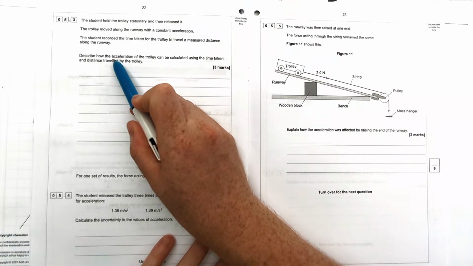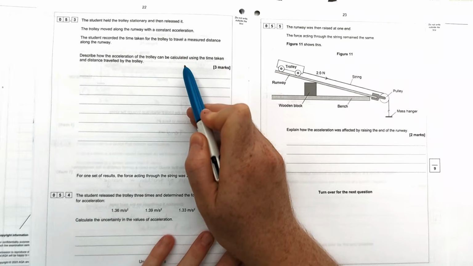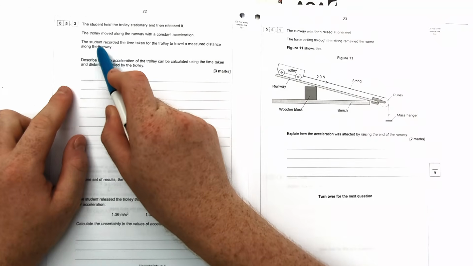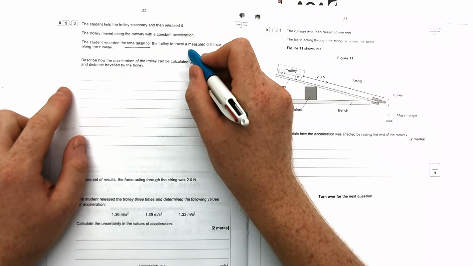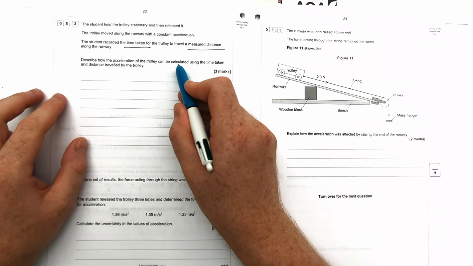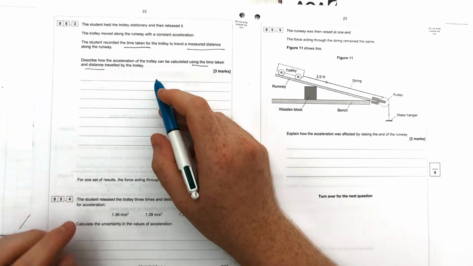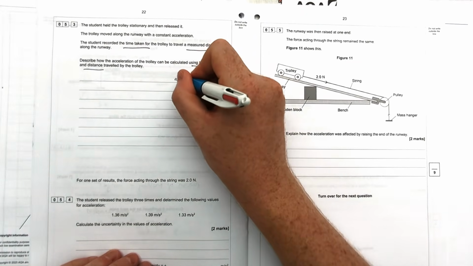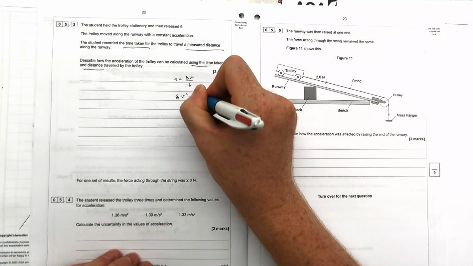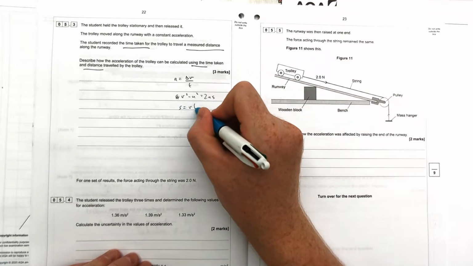Next, we'll talk about how the acceleration of the trolley can be calculated. There are loads of different ways of doing that. However, in this question, they want us to use this specific thing. It says the student recorded the time taken for the trolley to travel a measured distance. How can they calculate the acceleration using the time taken and the distance traveled? There's a bunch of different equations for acceleration. There's change in velocity over time. There's v squared minus u squared equals 2as. And we've also got speed: distance equals speed times time.